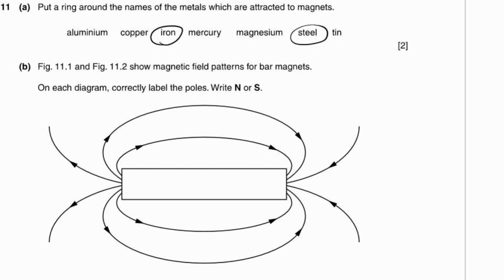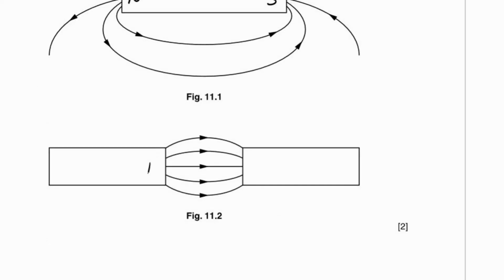Figure 11.1 and 11.2 show magnetic field patterns for bar magnets. On each diagram, correctly label the poles, north or south. Okay? So the field lines always come out of the north and into the south. North and south, and just to make sure, the other end we'll label with the opposite pole.